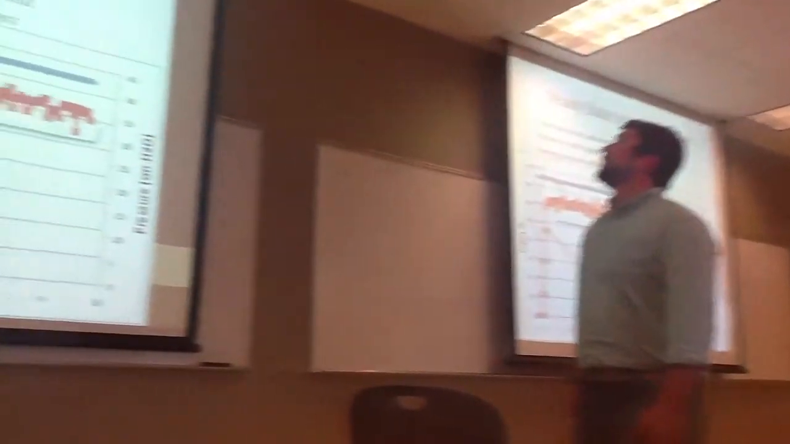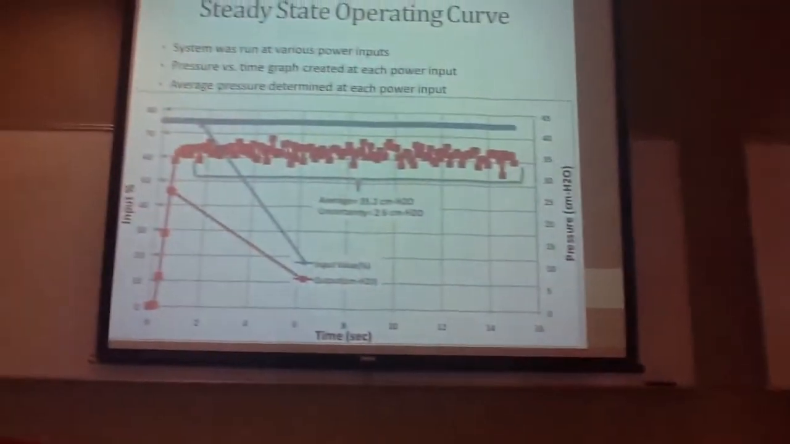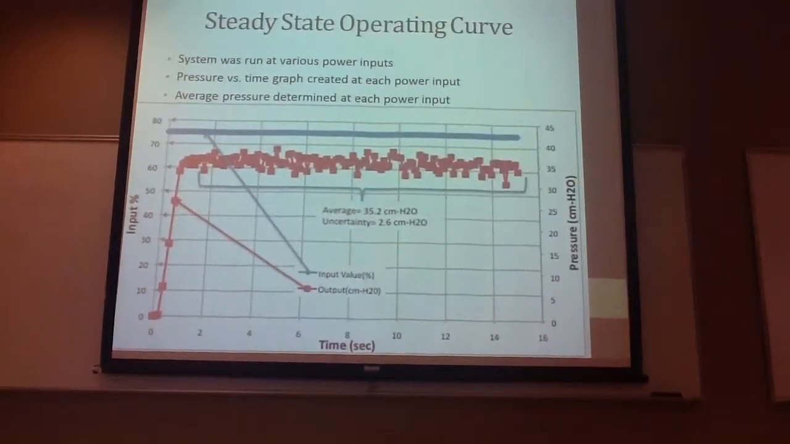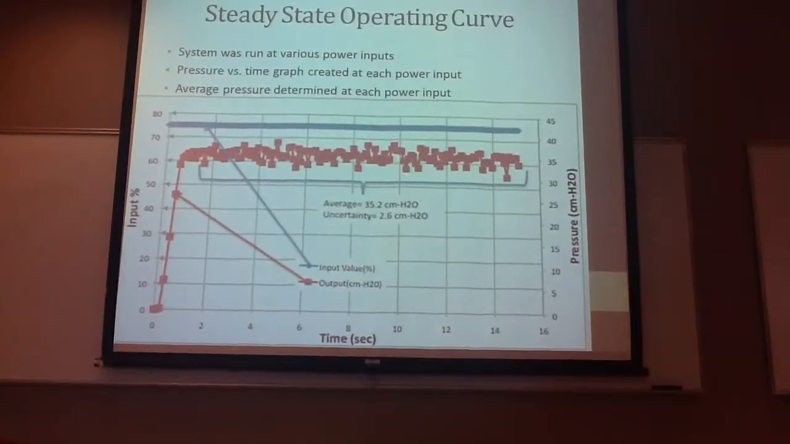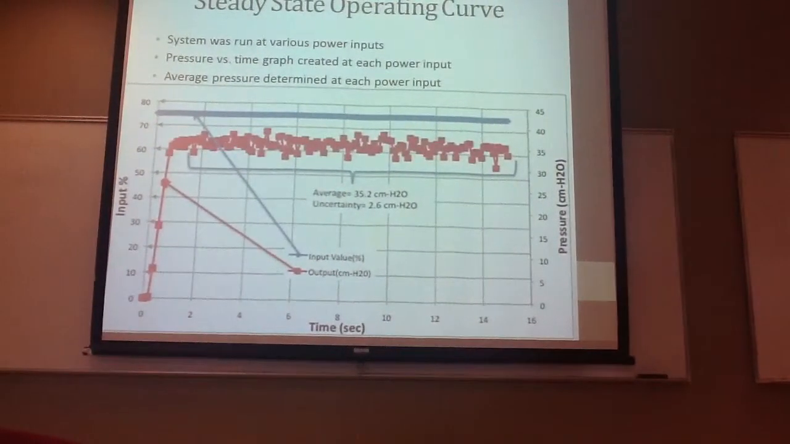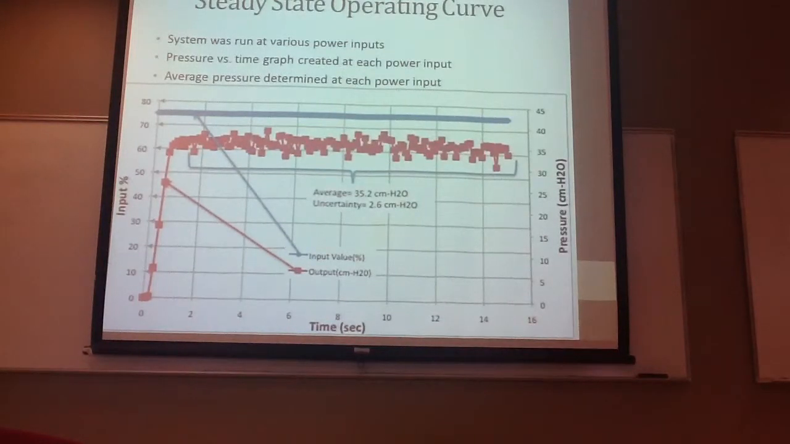Here we have a steady state operating curve for our system. Pretty standard issue. Everybody's seen this a bunch of times. Our average was 35.2 centimeters of water at 75% input.